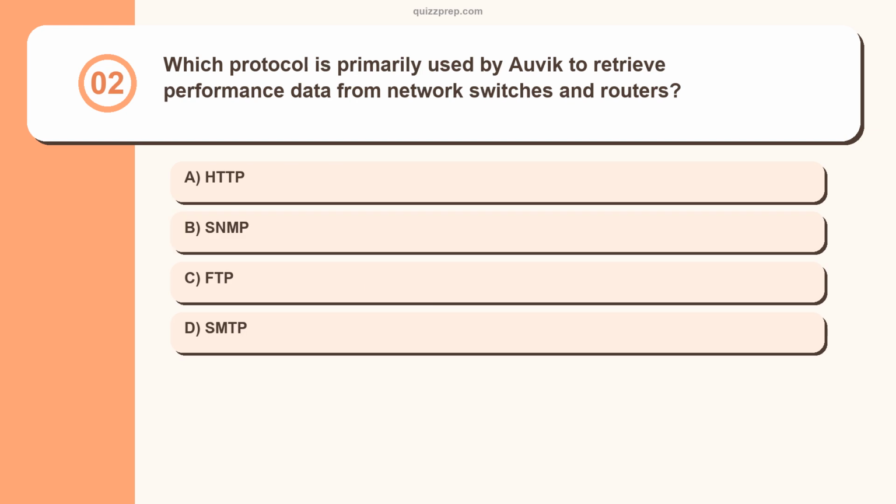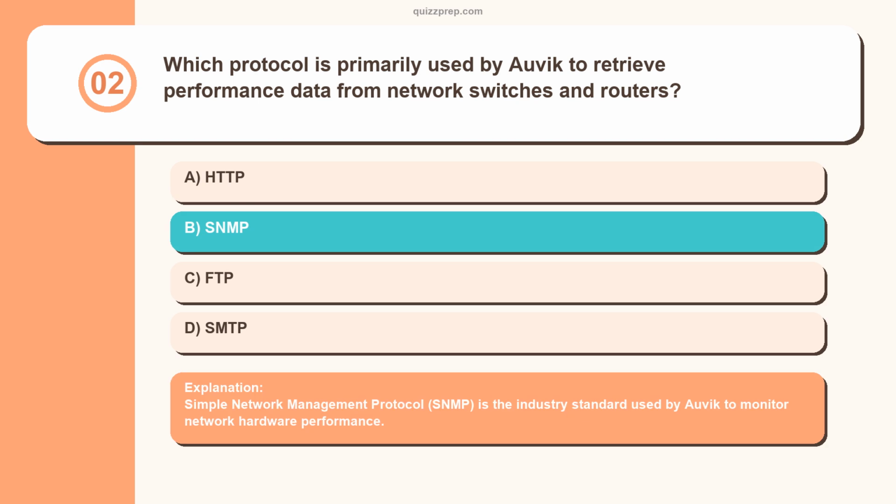Question 2. Which protocol is primarily used by Auvik to retrieve performance data from network switches and routers? HTTP, SNMP, FTP, SMTP. Simple Network Management Protocol, SNMP, is the industry standard used by Auvik to monitor network hardware performance.